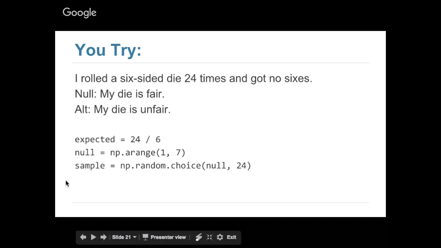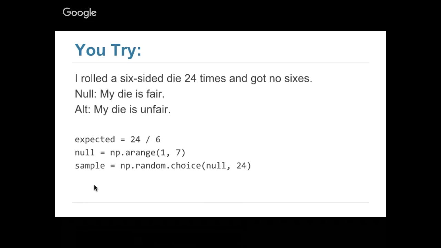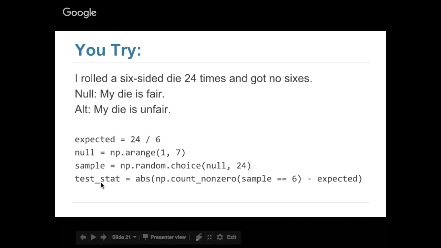Here is my sample. From my sample, I compute a test statistic, which is this long thing, which is basically: take my sample, find how many 6s there are, count them up, subtract the number of expected 6s, and then take the absolute value to find out my overall deviation from my expected. So it's long, but if you look at each piece individually, hopefully you can piece together what I'm trying to do here. Any questions about that?